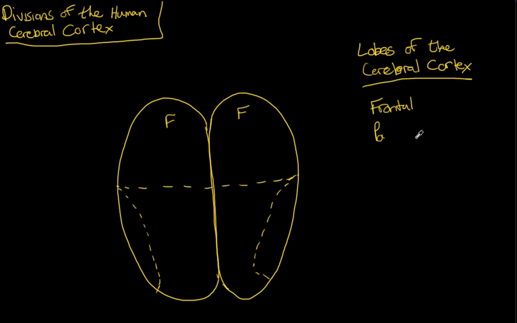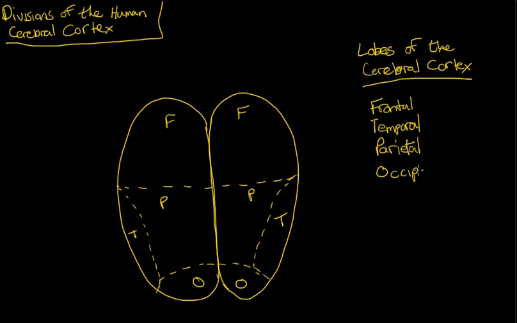Let's just back up here. Then we're going to have our parietal lobes, which are right here. Parietal lobes. And occipital lobes in the back. Occipital lobes. That's only 4, right? And I mentioned there was 5.